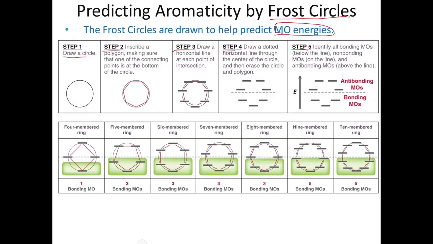Okay? One key thing you need to consider while drawing the Frost circles is to make sure the number of bonding molecular orbitals must be odd. So we need to have odd numbers. So here we have 1, 3, 3, 3. You can see then 5, none of them is even numbered. So make sure the bonding molecular orbitals are odd numbered. Okay? Let us see how we can practice that.